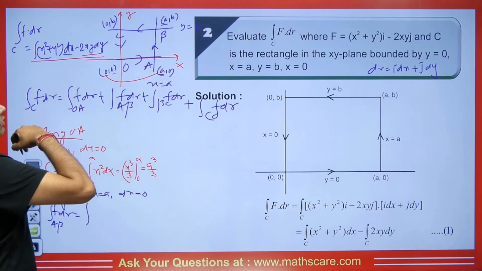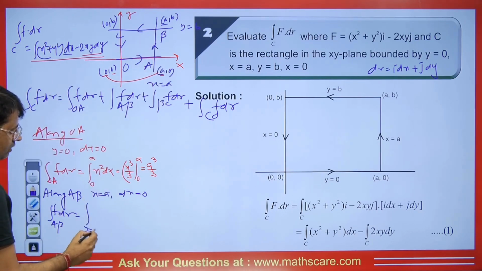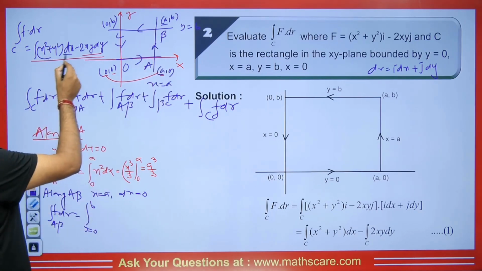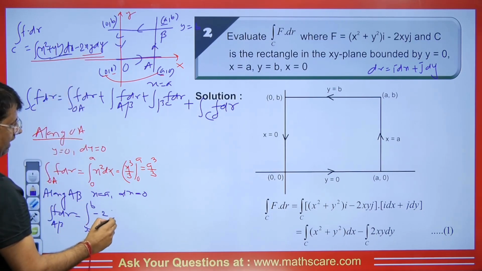So this dx will become 0. And Y is going from 0 to B. So where Y is going from 0 to B, and wherever there's dx, we put 0. Now we'll put it here, then minus. This will be 2 and we'll put A in place of X. And we get Y dy.